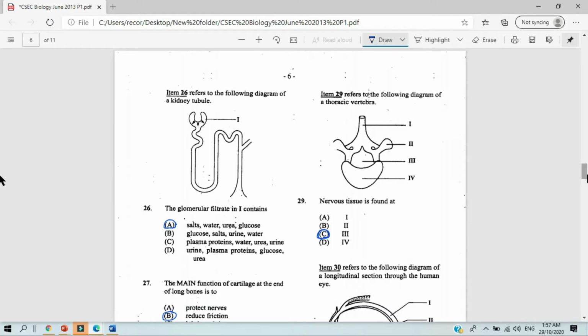So 26 we are at now. 26 refers to the following diagram of the kidney tubule, or you can call it the nephron, whichever one you want. So the glomerular filtrate in I contains salt, water, urea, glucose. Now, of course, you would not have urine in it. So wherever there is urine, that is not true. You would find urine somewhere over here in the collecting duct, all right? So you wouldn't find urine over here. All right, let's move on.